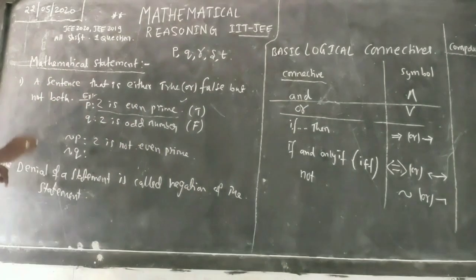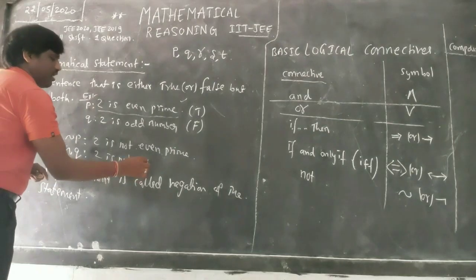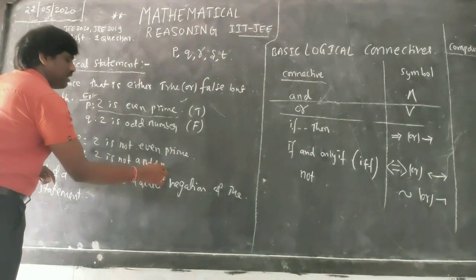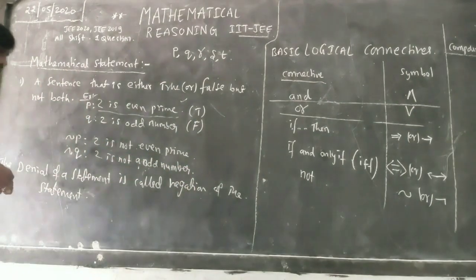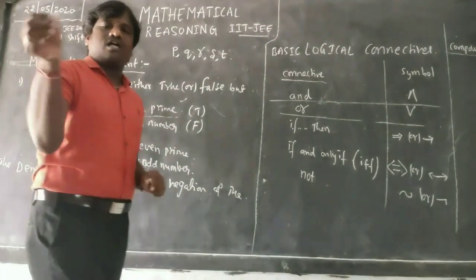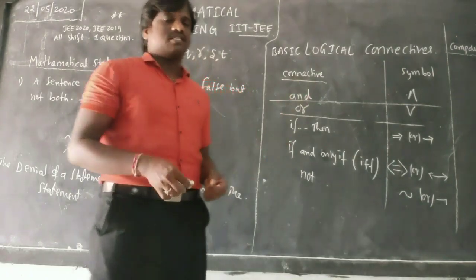If I say "2 is not an odd number," it's okay. This is right. This is the denial of the statement, the opposite of it, the negative of the statement. When you use "not" with the statement, that is called the denial of the statement. Okay, hope you understand now.